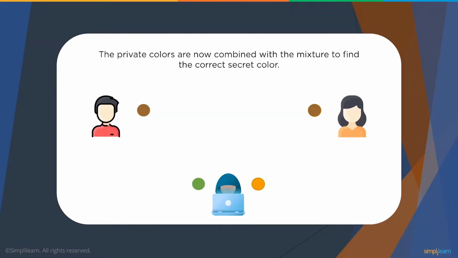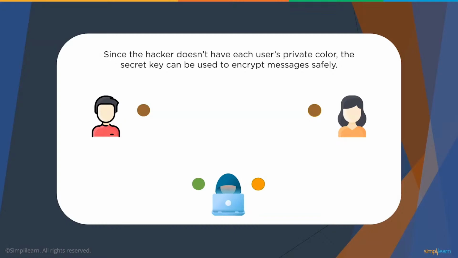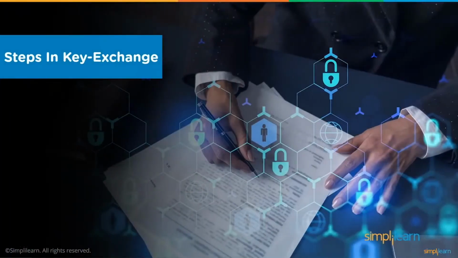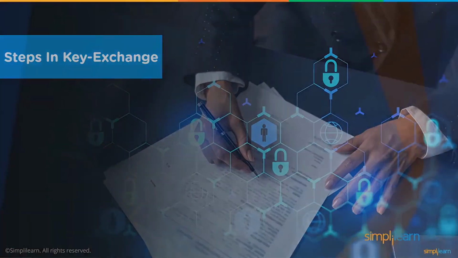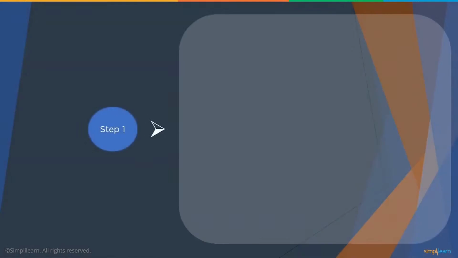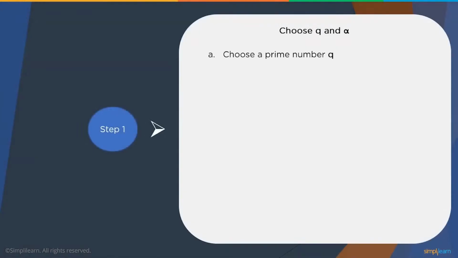Now that we understand the theory and the root logic behind this exchange, let us learn more about the mathematical side of the Diffie-Hellman key exchange in our next section. We can break down the entire key exchange process into 3 distinct steps. Step 1 is choosing Q and alpha.